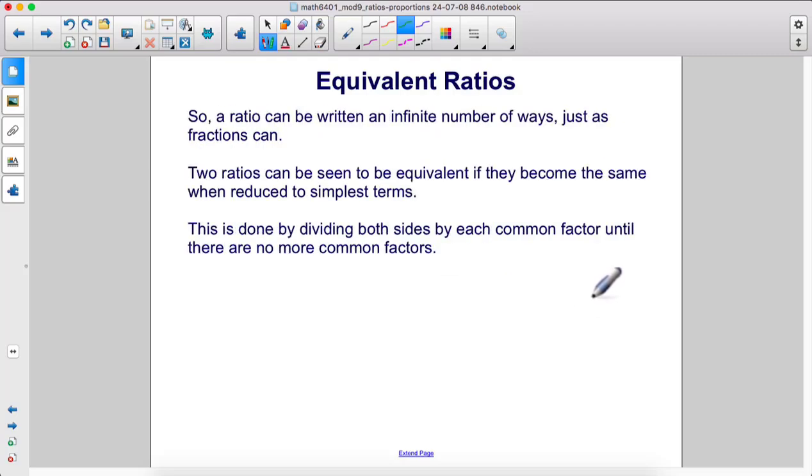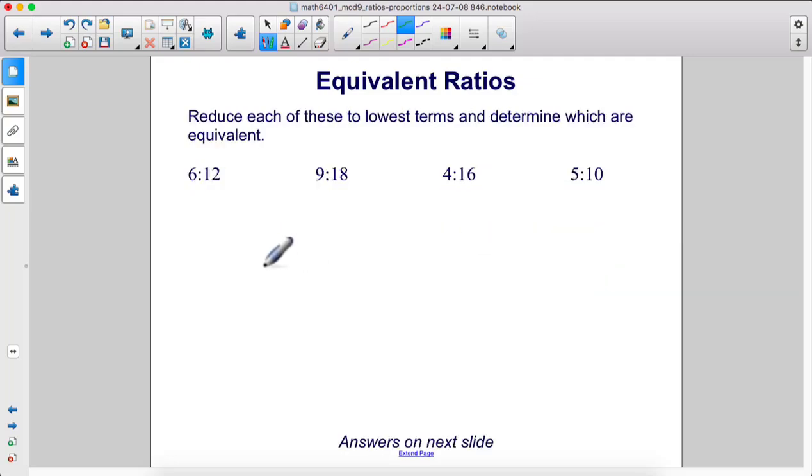Therefore, a ratio can be written an infinite number of ways, just as fractions can. Two ratios can be seen to be equivalent if they become the same when reduced to simplest terms. This is done by dividing both sides of each by common factors until there are no more common factors. Reduce each of these to lowest terms and determine which are equivalent.